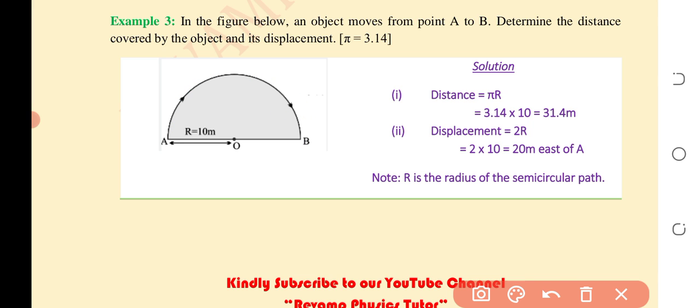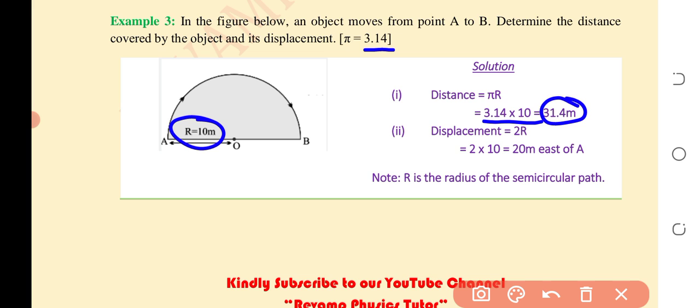And considering that it is a semicircle, we are going to take into consideration something you did in your mathematics, which is circumference. The circumference of a semicircle is pi r. Remember, the circumference of a circle is 2 pi r, and a semicircle is half of a circle. So if you divide this by 2, you're going to have pi r. So that is how we arrive at that. Using the value of pi given in the equation, 3.14, multiplied by the radius of this circle, which is 10 meters, we have the value of our distance to be 31.4 meters.